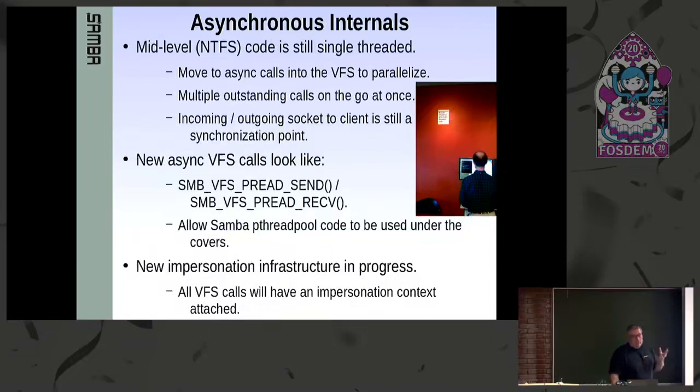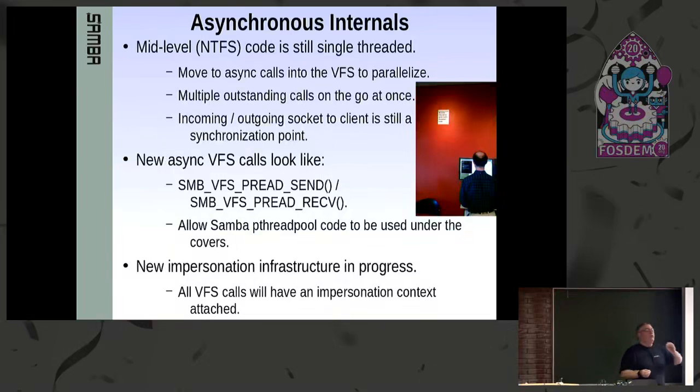So most of our code is still single-threaded, but what we try and do is do send-receive calls to make things asynchronous. Now, we're single-threaded going out the socket because you've got one stream of requests coming in, a stream of requests coming out. You can't really parallelize that. You're just going down one single synchronous wire. So we are trying to move the VFS so that you can have multiple outstanding calls going on inside Samba simultaneously.